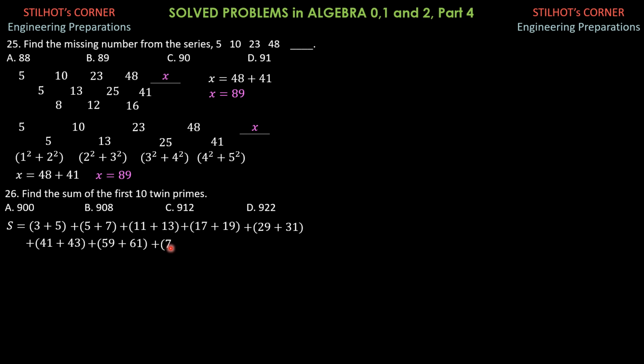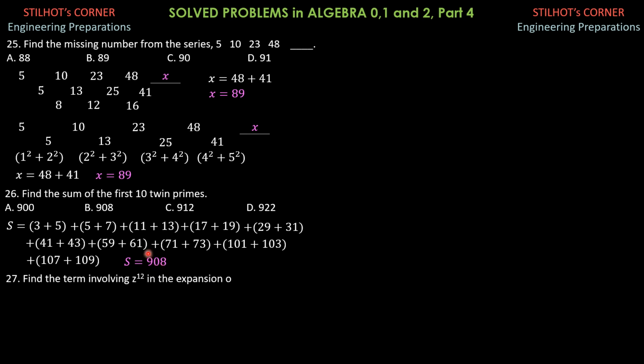67 and 69, 71 and 73. So first, second, third, fourth, fifth, sixth, seventh, eighth. Two more. 101 and 103. And lastly, 107 and 109. So these are the first 10 twin primes. So adding, S is equal to 908.